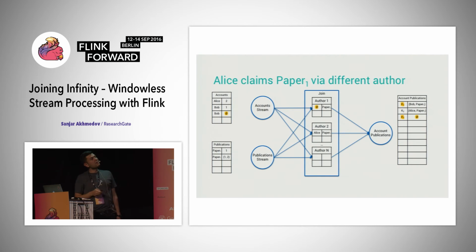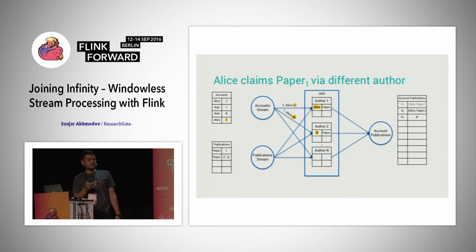Alice authors paper 1. Then Alice claims the author which was claimed by Bob before. So we see a new value, and so we have to first issue a delete to the old author of Alice. So we send the delete there, we send the upsert there.